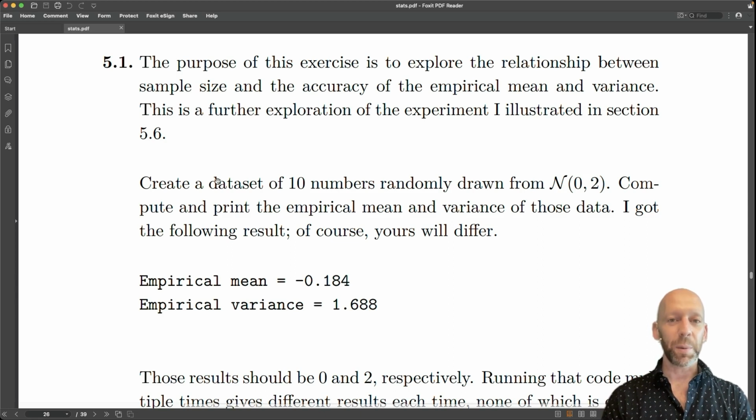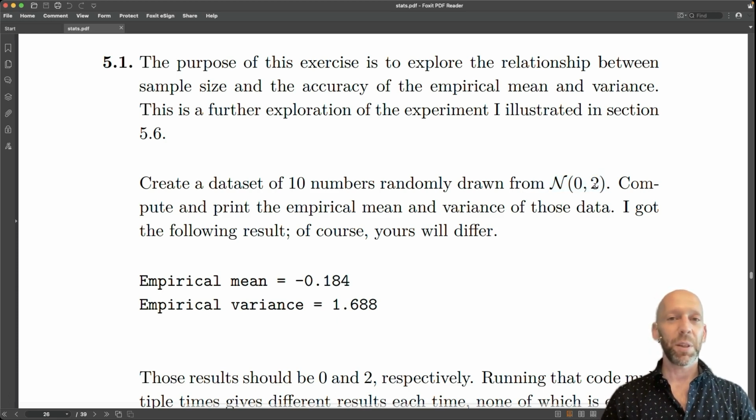So to start with, we create a small data set of 10 numbers. These are 10 random numbers drawn from a normal distribution or Gaussian distribution with a mean of 0 and a variance of 2. Now here's the thing. These are the population characteristics. These are the population data, mean of 0 and a variance of 2.